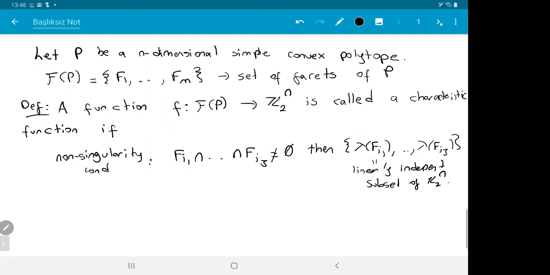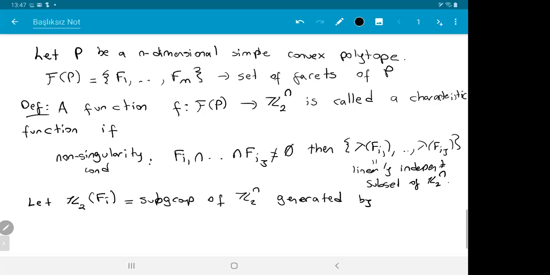I hope there won't be any confusion, but I will denote the elementary abelian group of rank n, and also the set of n-dimensional vectors over F2, with the same notation, and I hope you can keep track of it from the context. And let Z2 lambda(Fi) denote the subgroup of Z2 to the n generated by lambda(Fi).